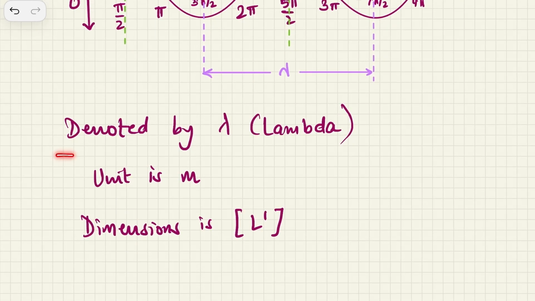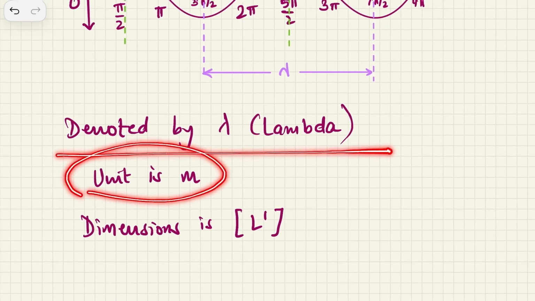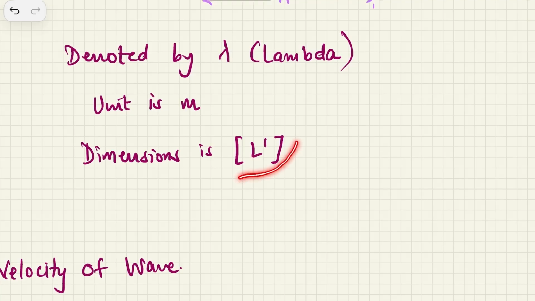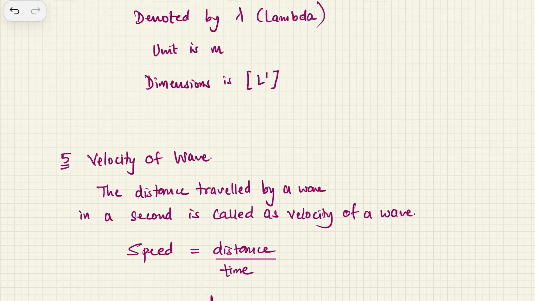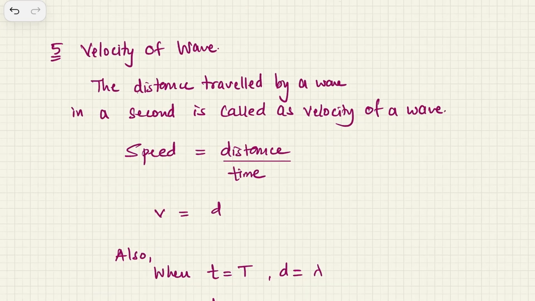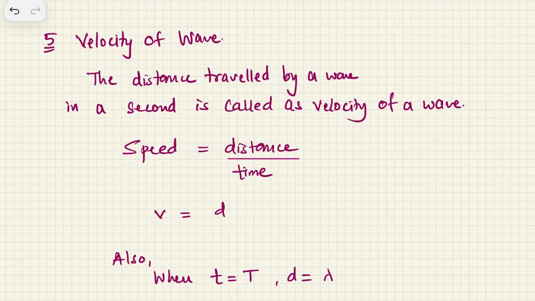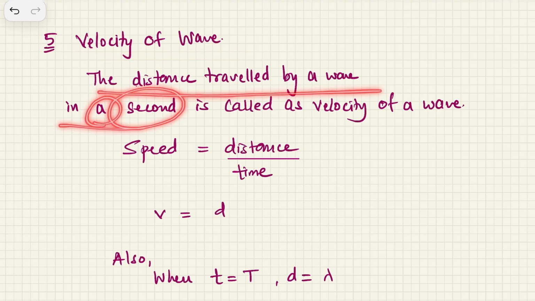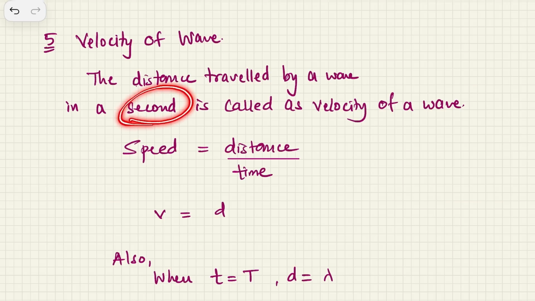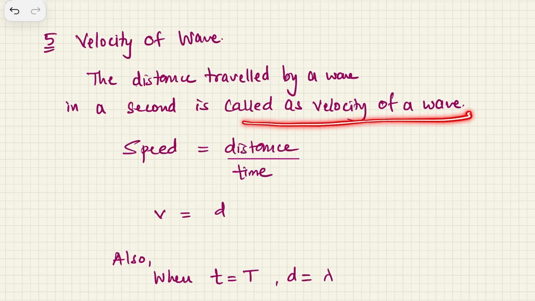So that's what I have written, denoted by lambda, and because it's a distance, its unit is meter and the dimension is L1. And finally, we come to the last topic for the day, and that is velocity of a wave. So the distance traveled by a wave in a second, that is in a unit time, the distance traveled by the wave in a second is called the velocity of a wave.